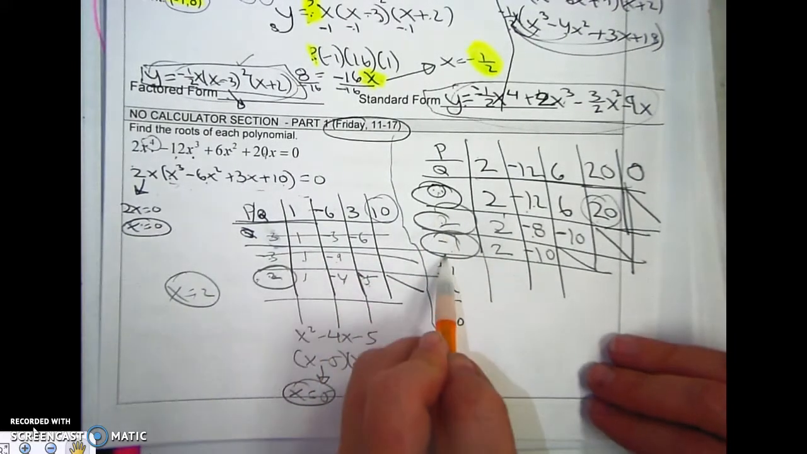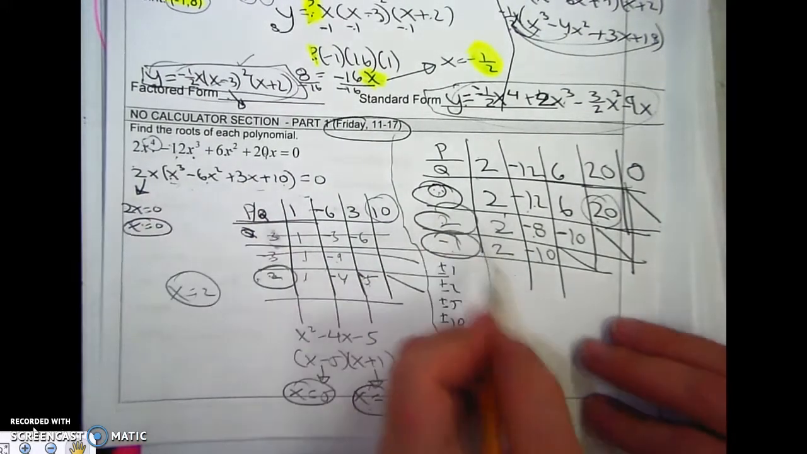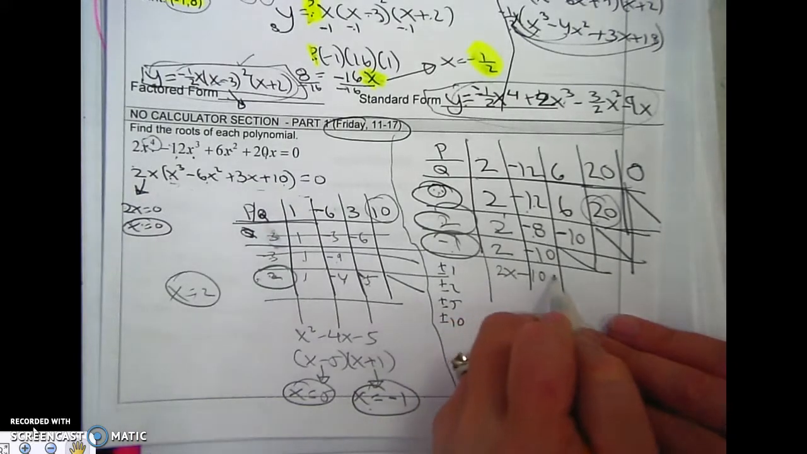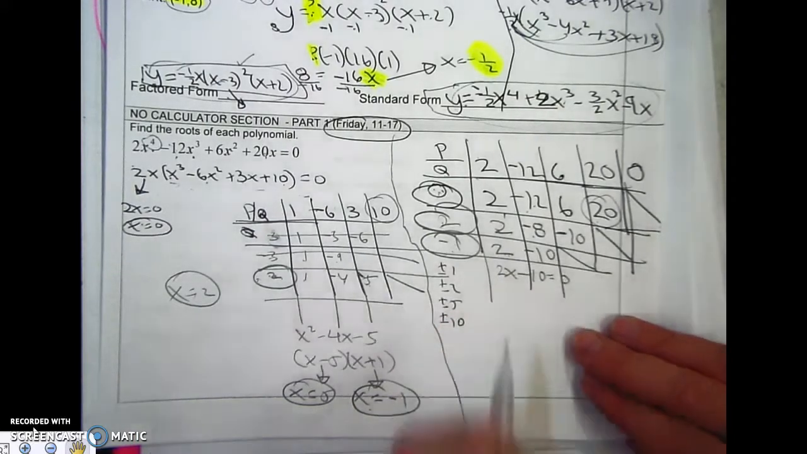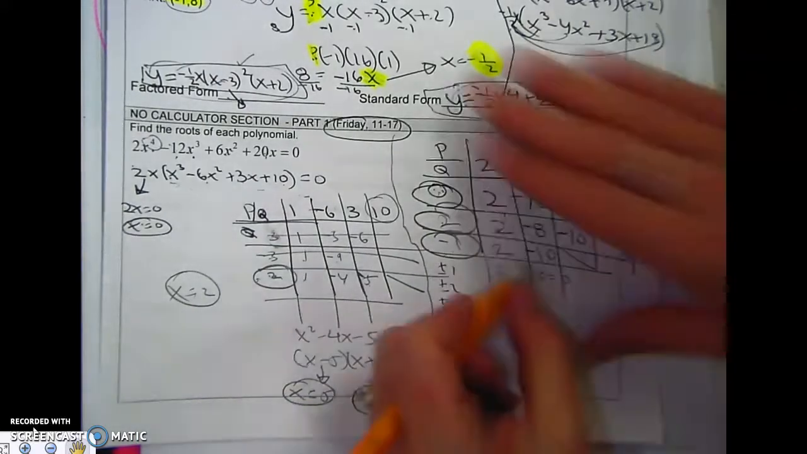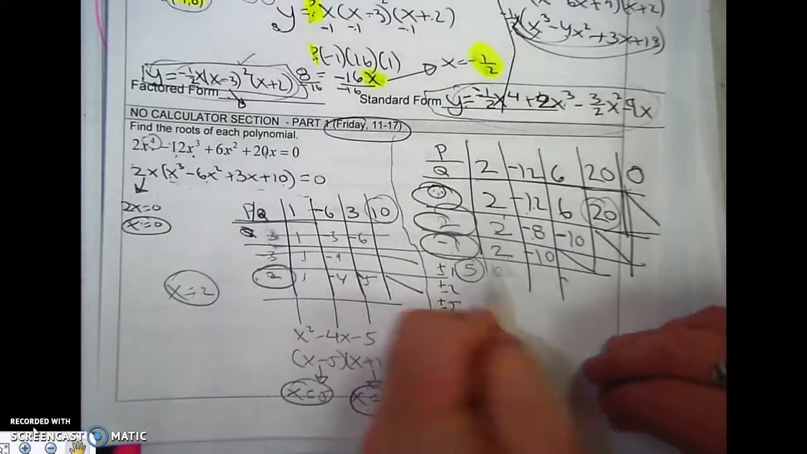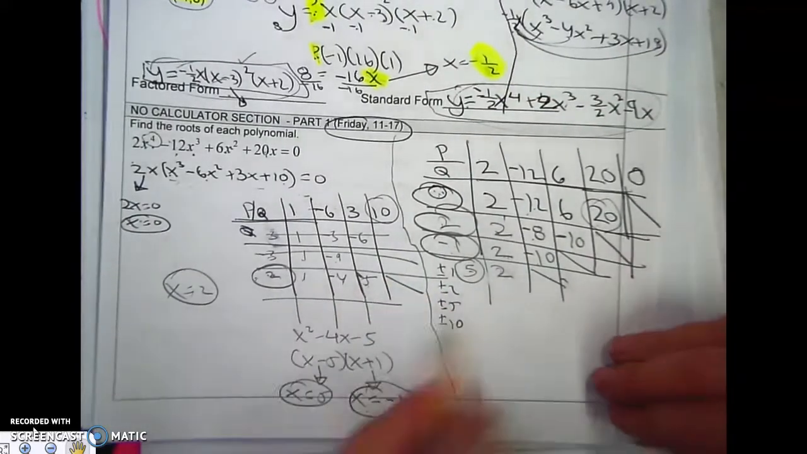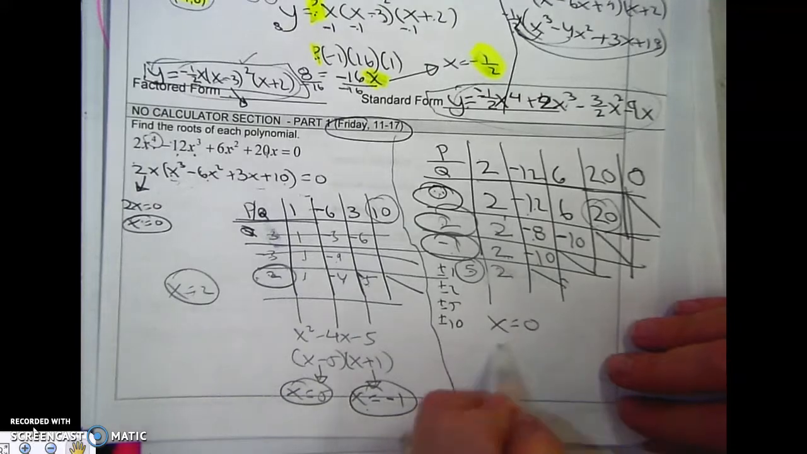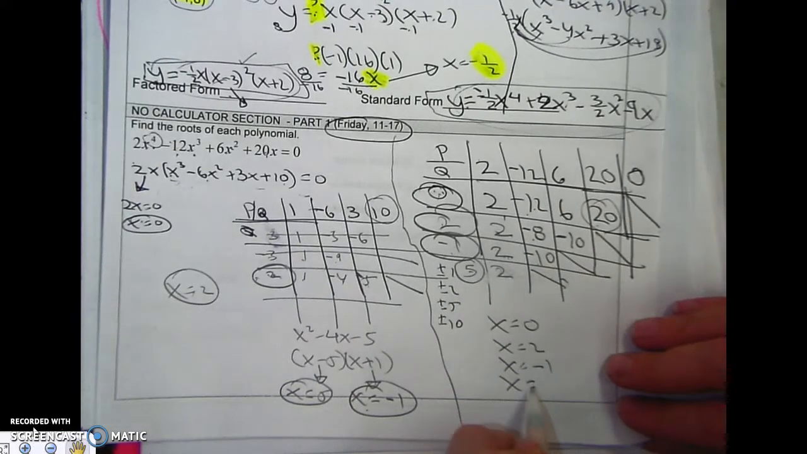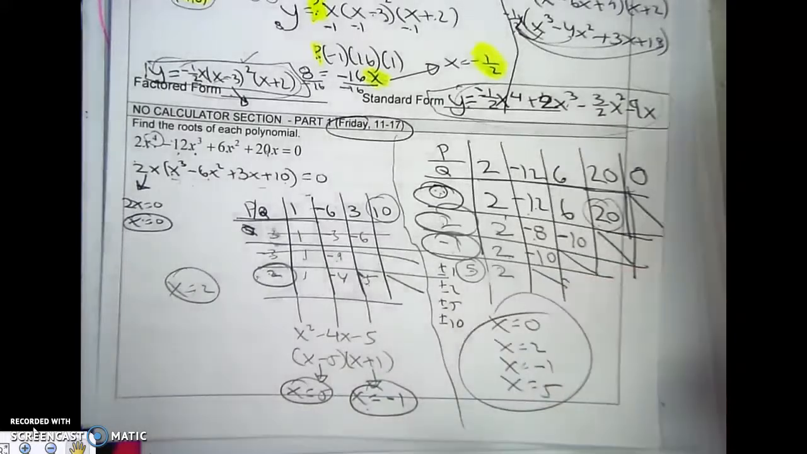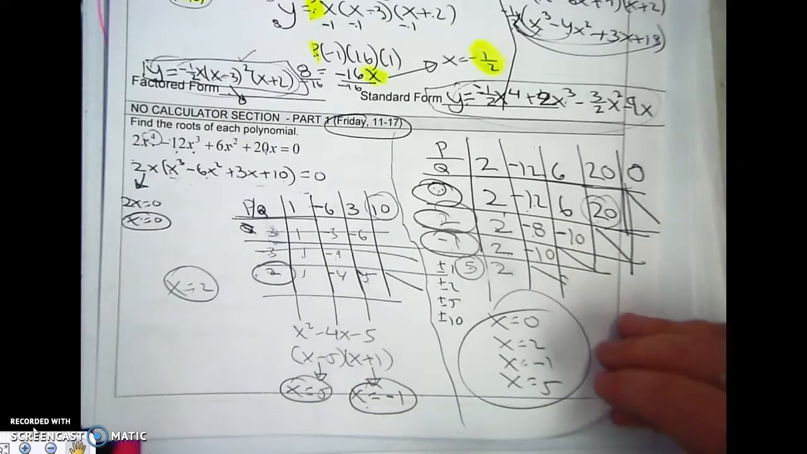If I have 3 of them, and I started with 4, I have 1 left, which means I could have done 2x minus 10 equals 0, solved, gotten 5. If I didn't see that, I could try 5, bring down the 2, boom, it works, and I have all the answers. X equals 0, x equals 2, x equals negative 1, x equals 5. Whatever path you take is fine. Okay, let's go to the next one.